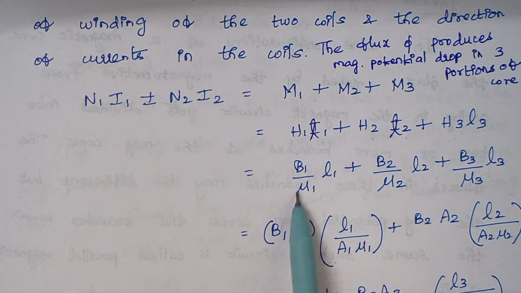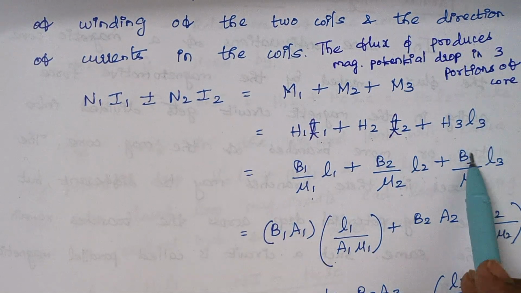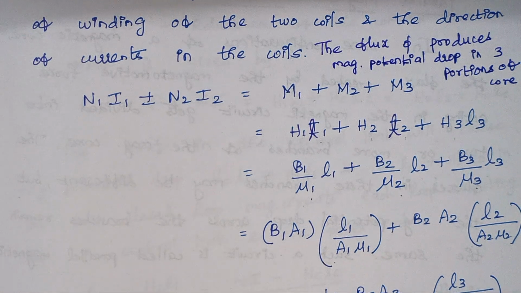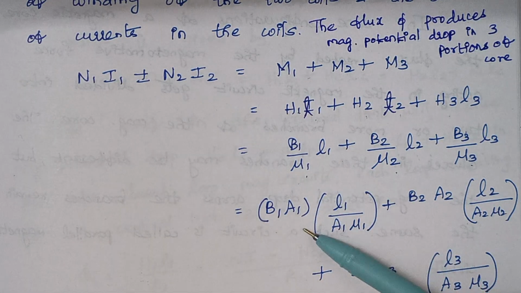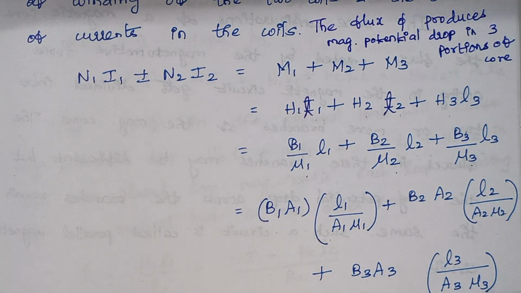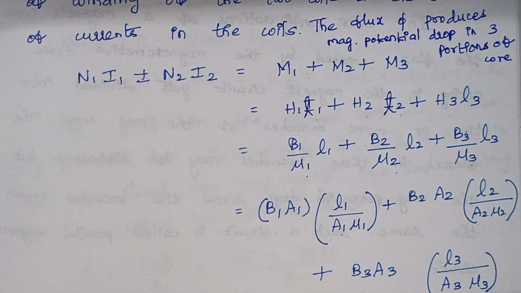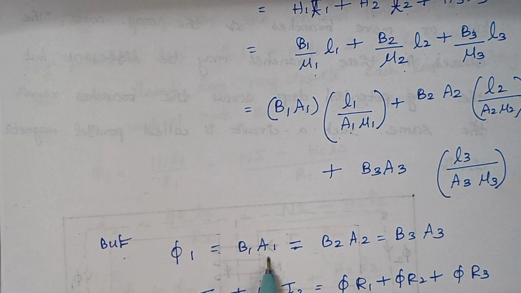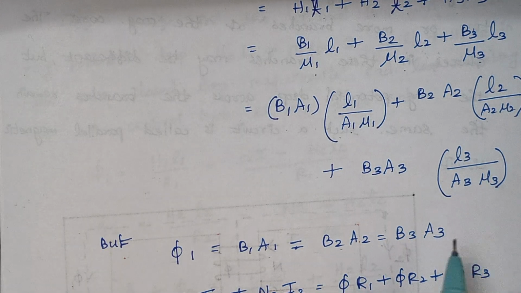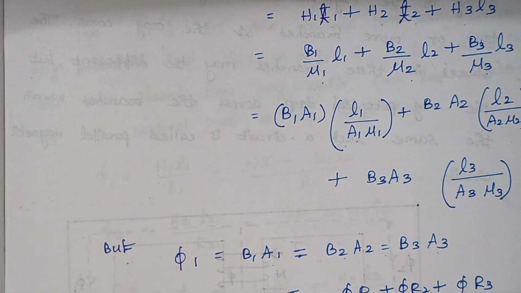Here H is nothing but the ratio of B by mu. So it is B1 by mu1, B2 by mu2, and B3 by mu3. Now we are multiplying both the numerator and denominator by A1, A2 and A3, just to have a simplified form. Finally, phi is B1 A1, which is equal to B2 A2, which is equal to B3 A3, because the flux produced is the same.